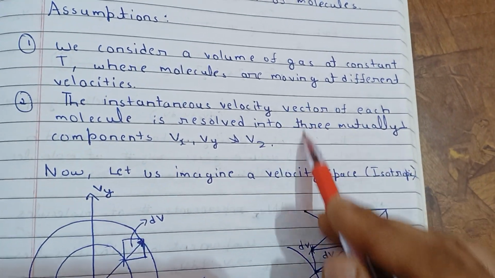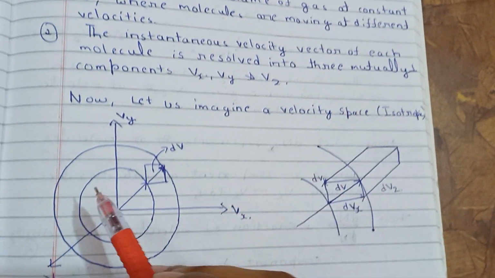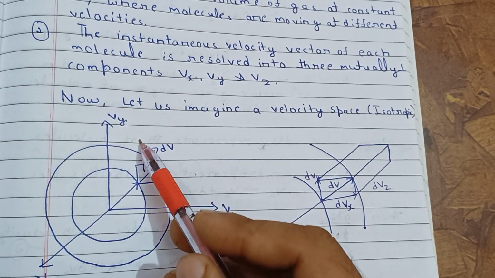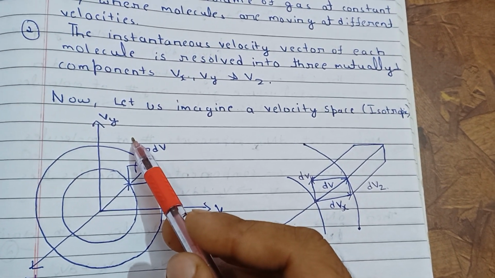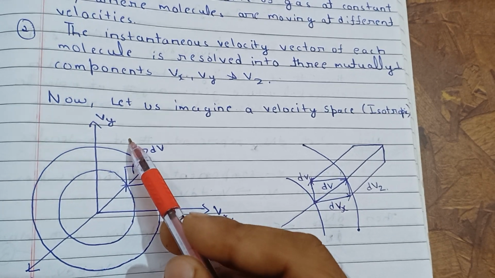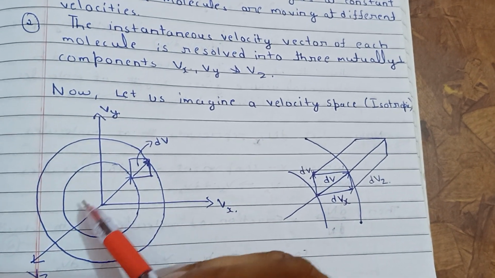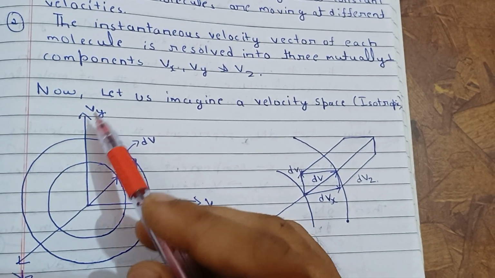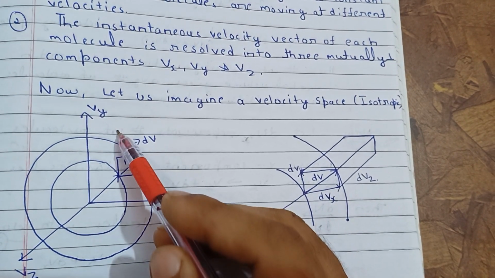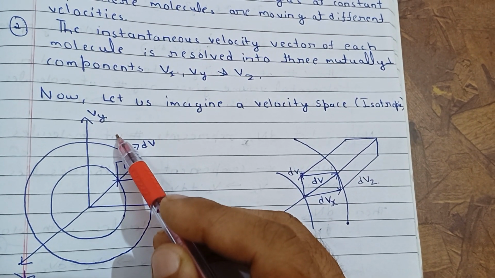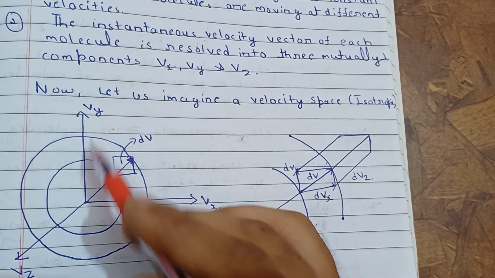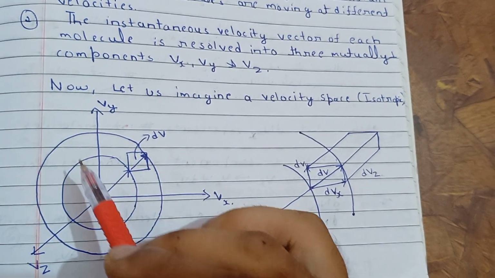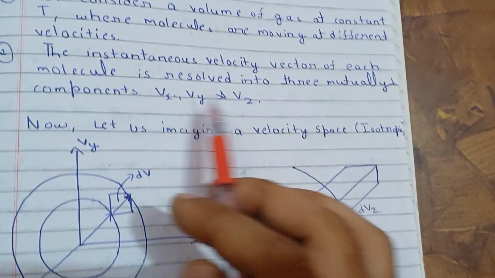And if we take the velocity space now, meaning you have this velocity space Vx, Vy, Vz, then each particle will be represented by a point inside this, and this point represents the three resolved components of the velocity of that particle. Meaning in this velocity space you can represent the particle by a single point, and this point will represent the three velocity components of that particle. So now in this space we will study the velocity distribution.